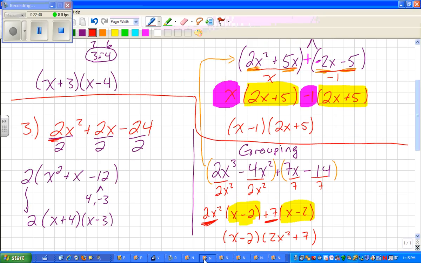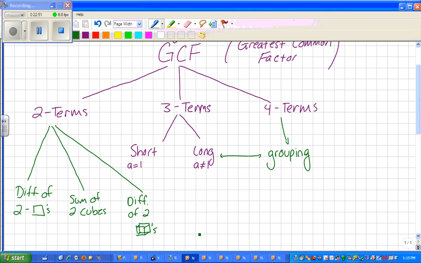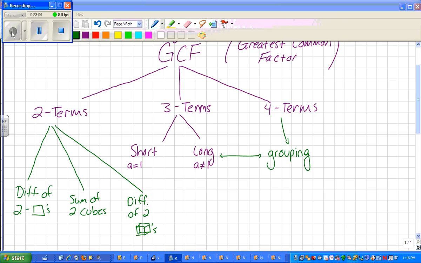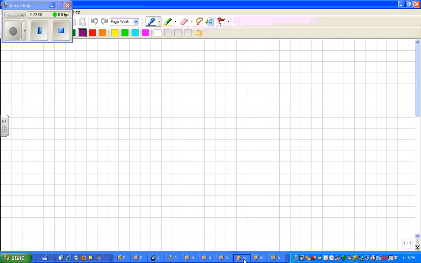Okay, which means we've done this. We've got the sum and difference of 2 cubes left. Now, let's go over one at a time. And actually, for these, there are some formulas that you have to remember. So make sure you guys take these down. Okay, let's get a new sheet. Okay, so the sum of 2 cubes.